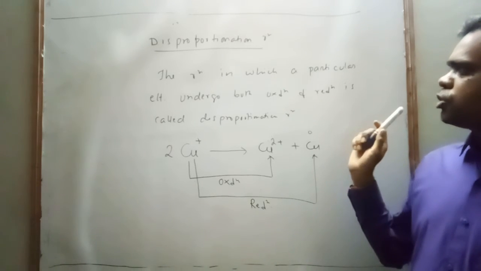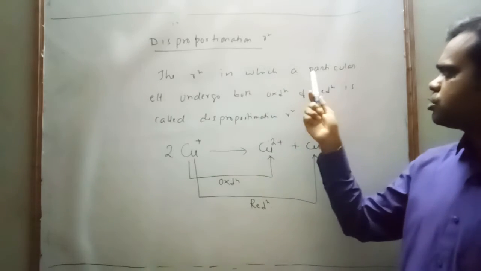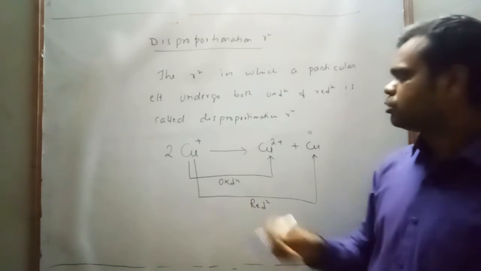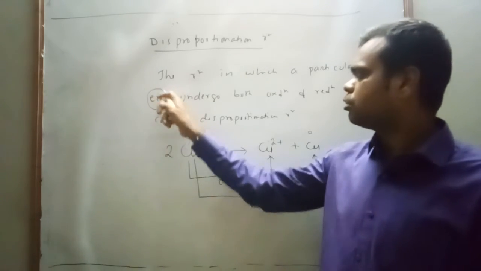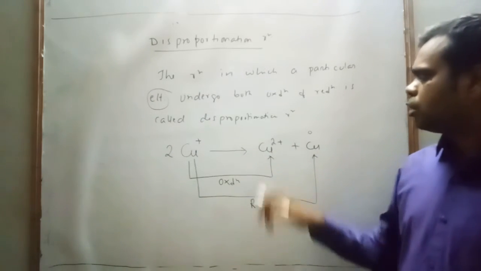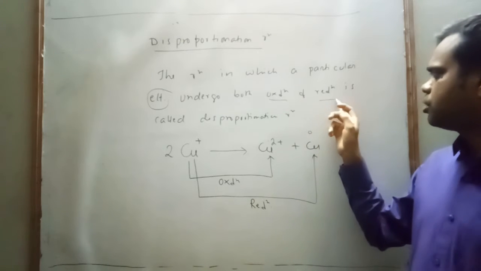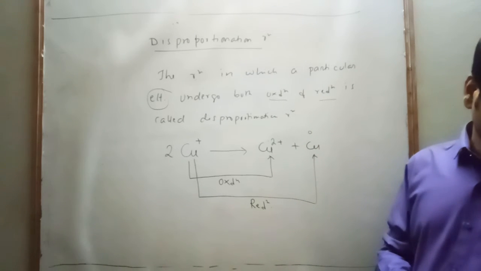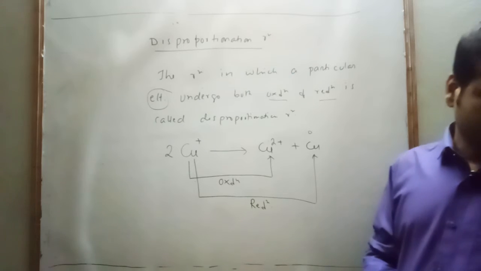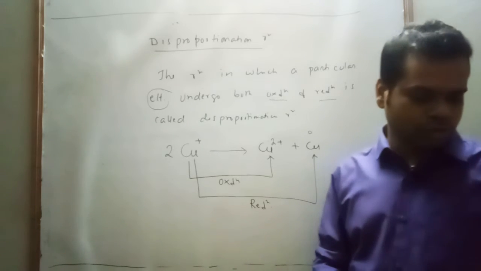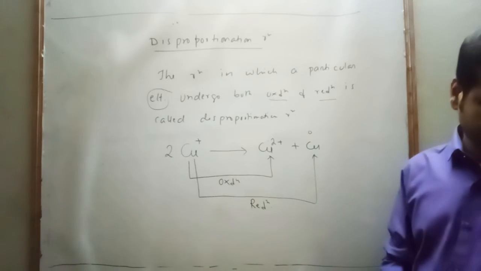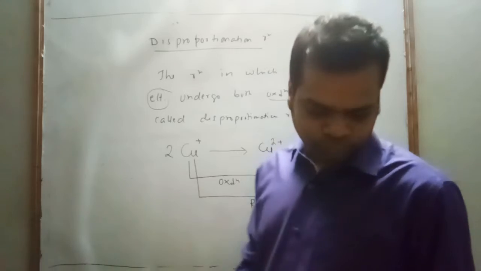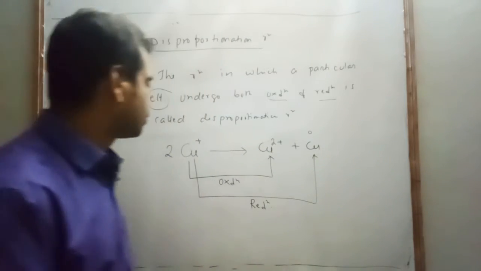So whatever the disproportionation reaction, it is a reaction in which a particular element, here it is copper, undergoes both oxidation and reduction. A particular element, or you can take a particular species, undergoes oxidation and reduction. This is what is called a disproportionation reaction.